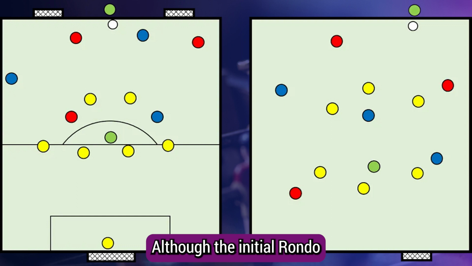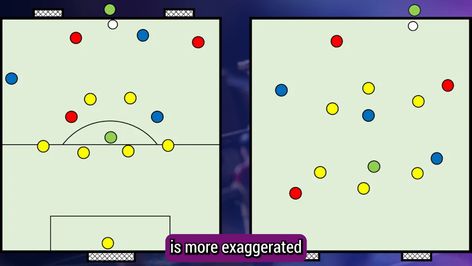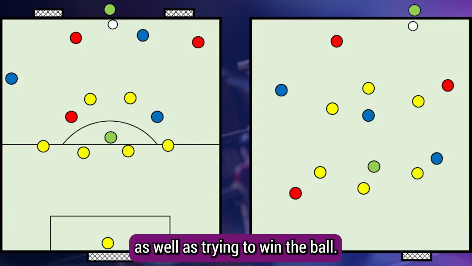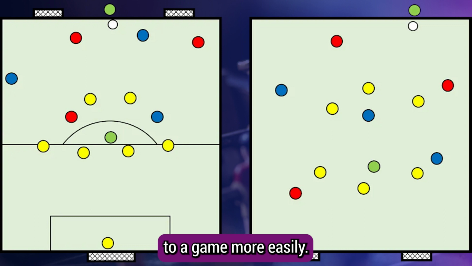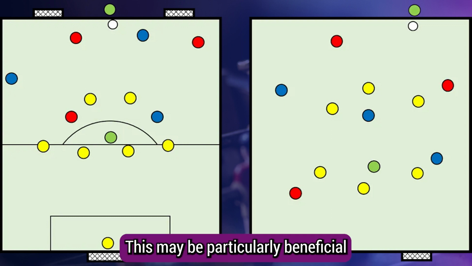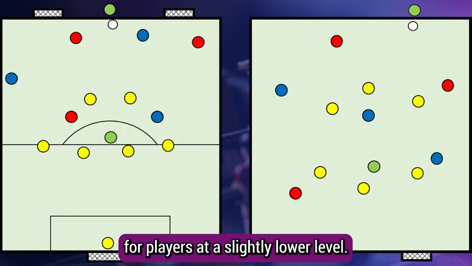Although the initial rondo has some direction in it, as the in-possession team are trying to play from one end to the other, the directional aspect is more exaggerated in both of these variations, as the defending team are protecting a target as well as trying to win the ball. More directional games, with clearer pitch references, may help players understand the underlying ideas better as they can relate them to a game more easily. This may be particularly beneficial for players at a slightly lower level.